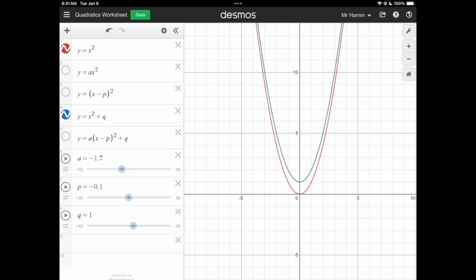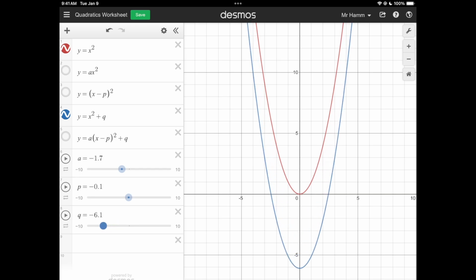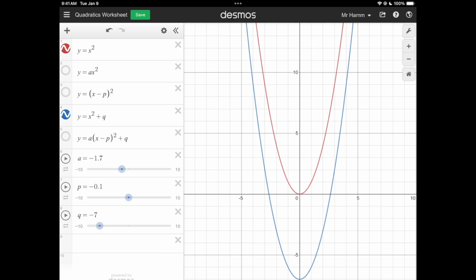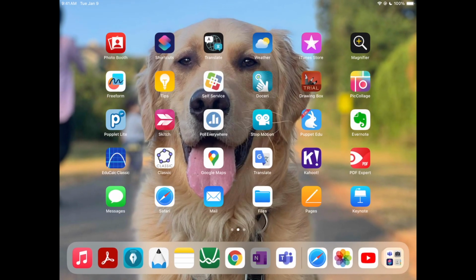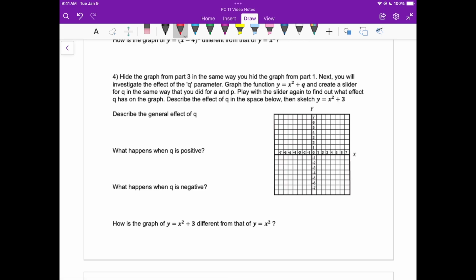which is this function here. And you can see once again, with q being 1, our parabola seems a little different. So if we move q and we make it bigger, you can see it slides our parabola up. And if we make q smaller, it slides our parabola down. It does seem, maybe from this perspective, that it's actually also changing the width of the parabola, but it's not. It's just putting it in a different spot. So it looks wider just because the vertex is lower, but the shape of the parabola is exactly the same. So our general effect of q is it moves the parabola up and down.